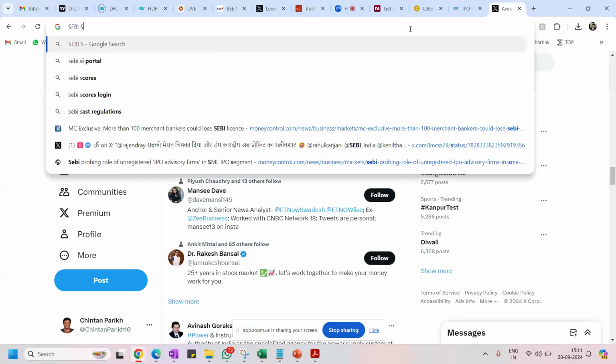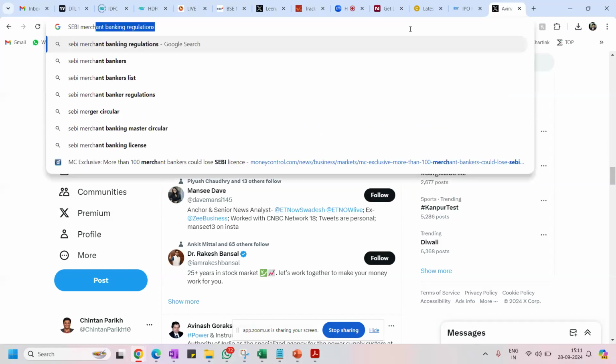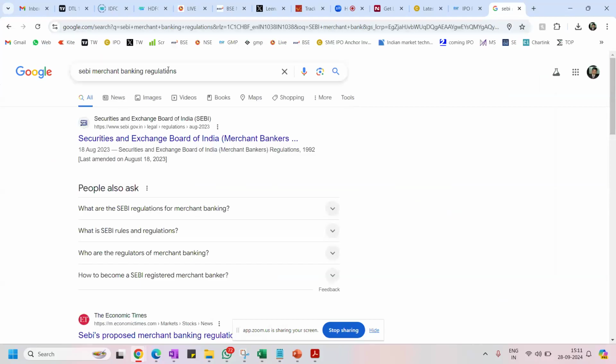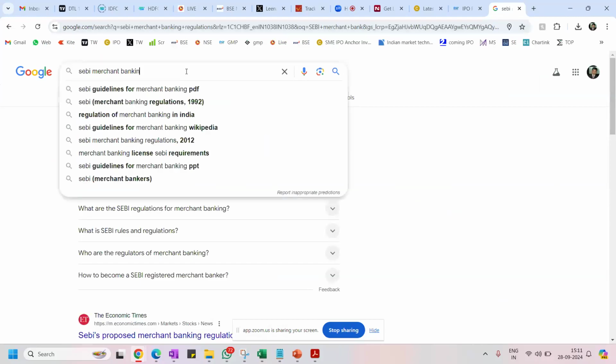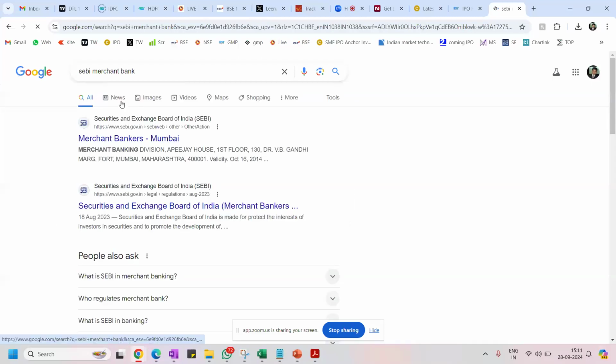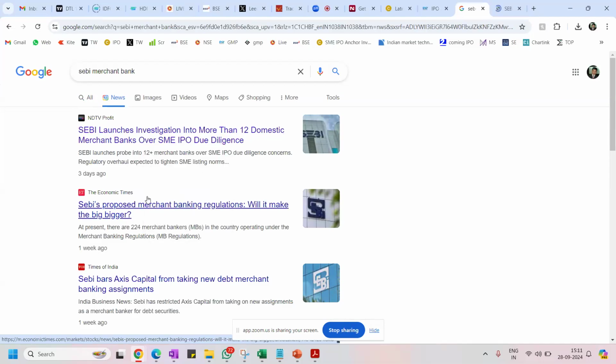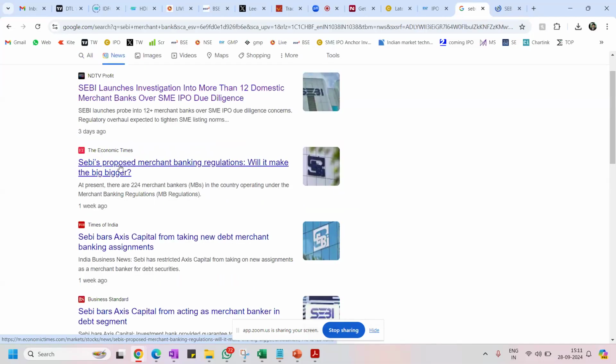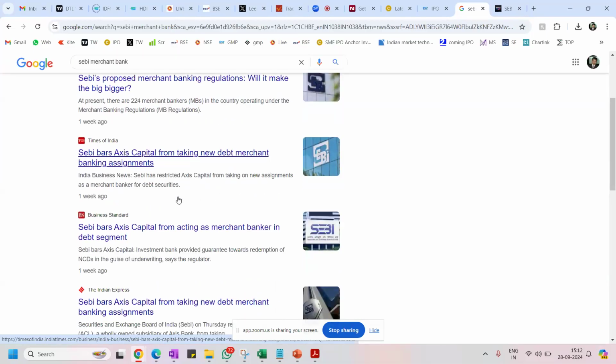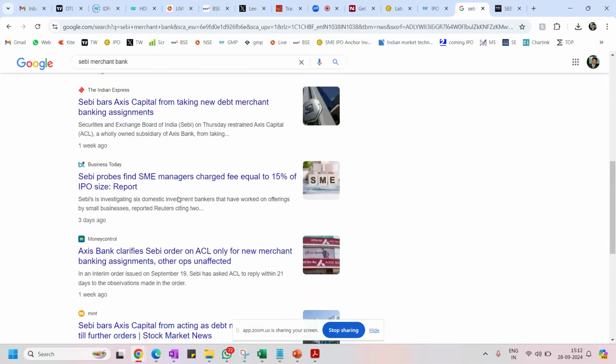SEBI merchant bank, you'll see that SEBI is tightening the belt. For example, SEBI launches investigation into more than 12 domestic merchant bankers over SME IPO due diligence. SEBI is planning to bring more regulation into merchant banking and make it tougher. They're asking 100 merchant bankers to submit their licenses.